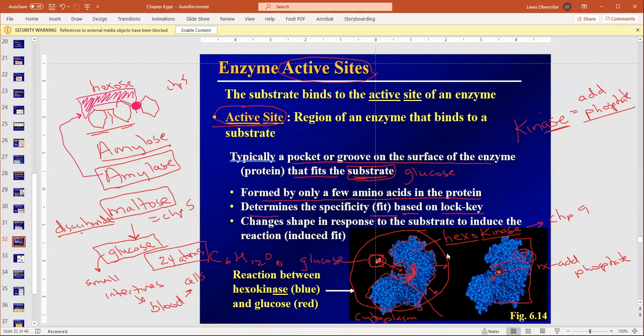And I would say that 99% of human disease is caused by some mutation that changes the shape of an enzyme that causes it not to function anymore. So this is a really important concept, especially if you're going into medicine.